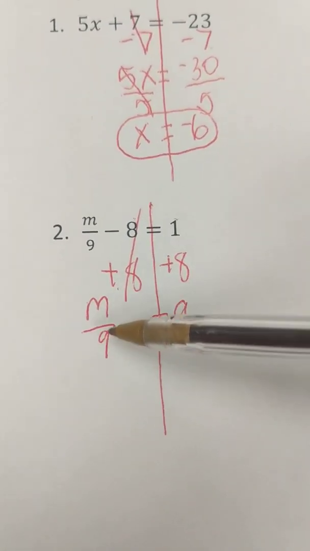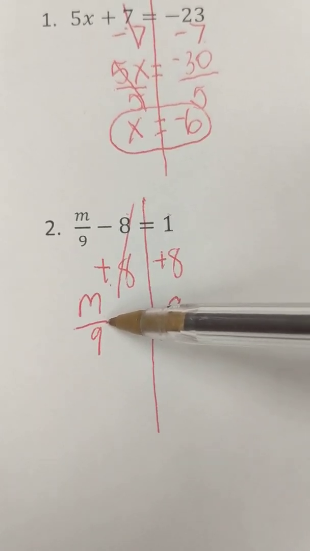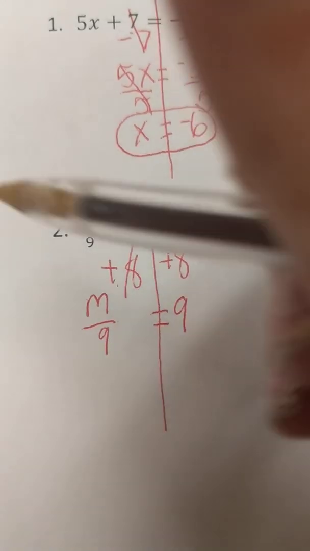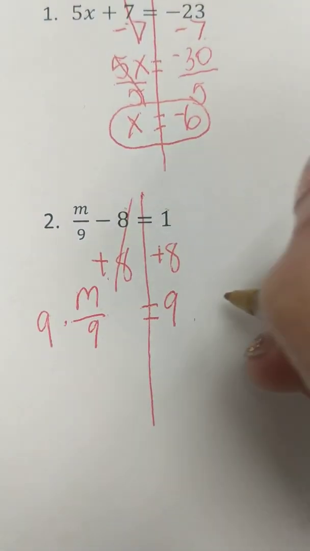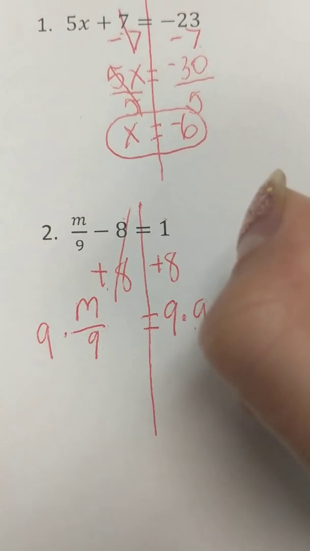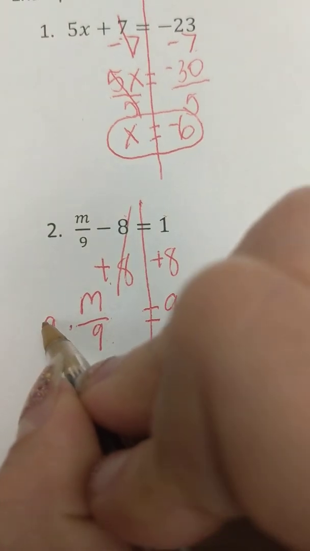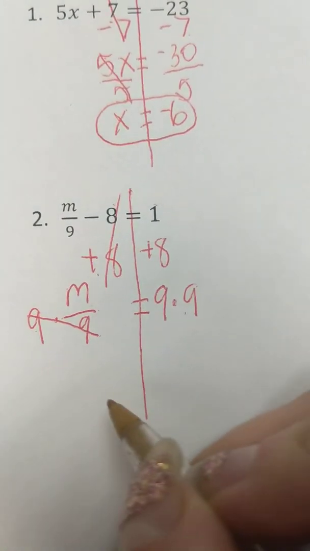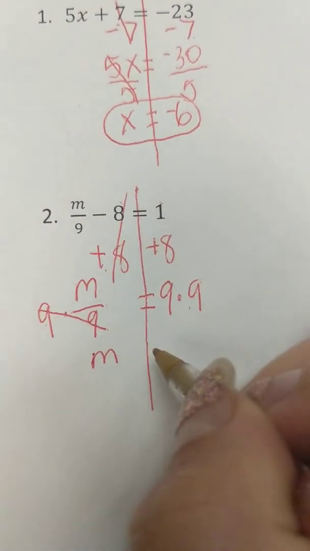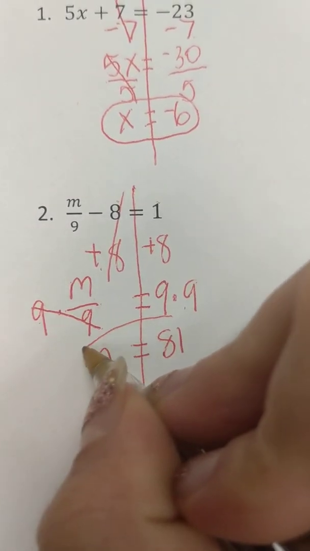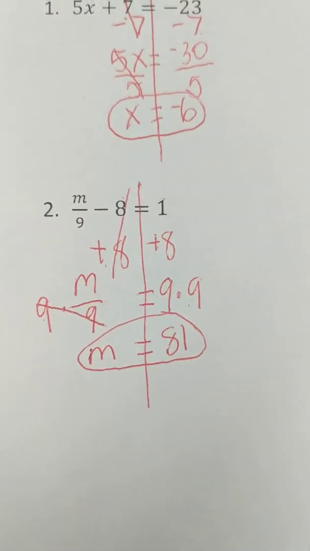Now this m over 9, this fraction bar means I'm dividing currently. So I have m divided by 9, and I get rid of division with multiplication. So I'm going to times by 9, and then that means I'm going to do it over here also, times by 9. Now this 9 and this 9 cancel each other out because timesing and dividing cancel out. That leaves me with just m equals 9 times 9, which is 81. So m equals 81.